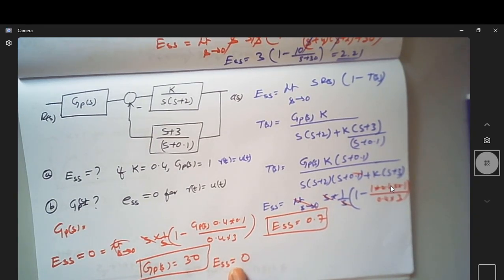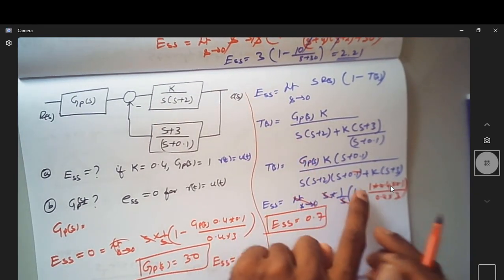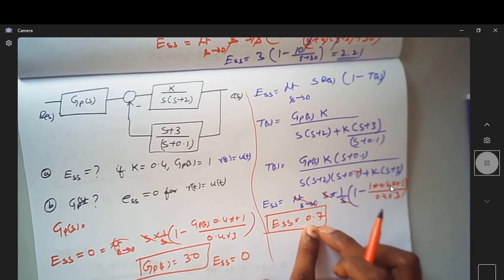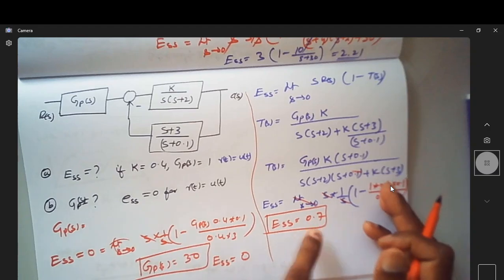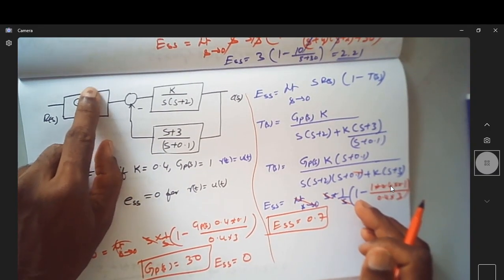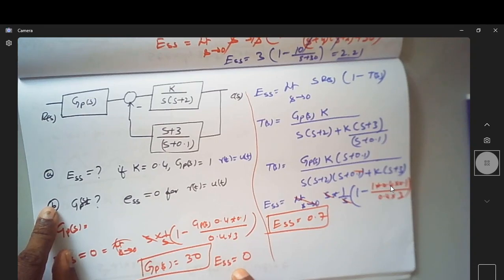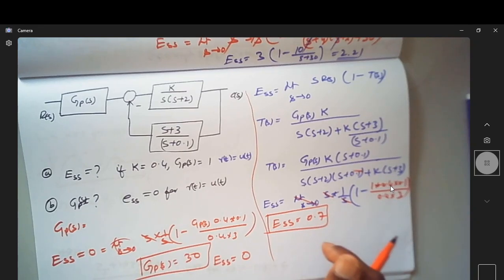ESS will be equal to 0. So in the previous example, you might have seen that when GPFS is equal to 1, you had a steady state error of 0.7. To make this 0.7 as 0, we can start increasing this value. When this becomes 30, the steady state error becomes 0 for a unit step input. So this way we can fine tune the system to have an error of 0.